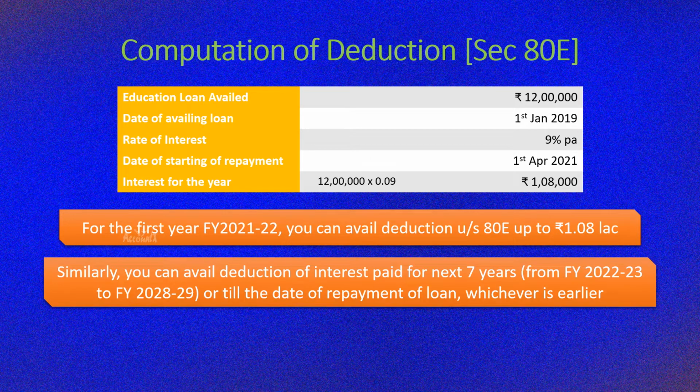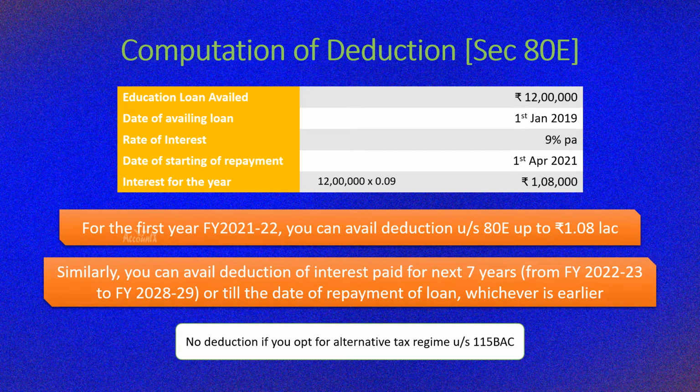Similarly, you can avail deduction of interest paid for next 7 years, that is from financial year 22-23 to financial year 28-29 or till the date of repayment of loan, whichever is earlier. However, if you have opted for alternative tax regime, then you will not be able to avail this deduction. Alternative tax regime specifies lower rate of taxes if you forego certain deductions and exemptions.